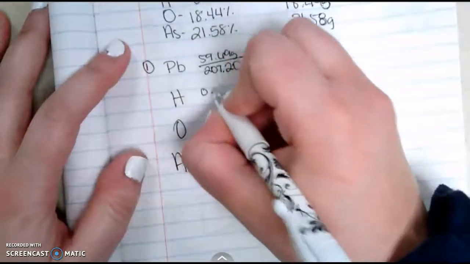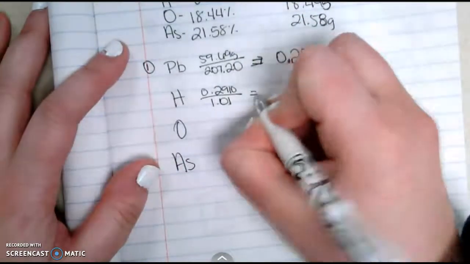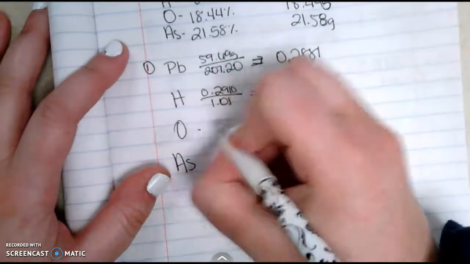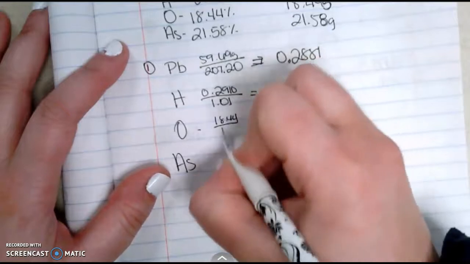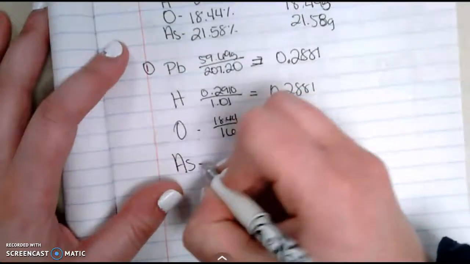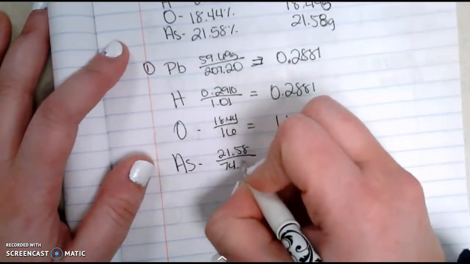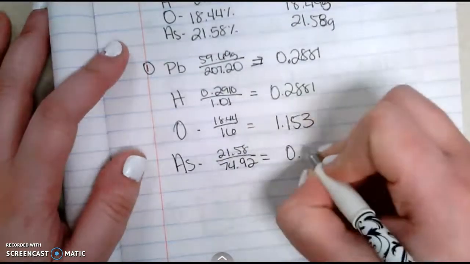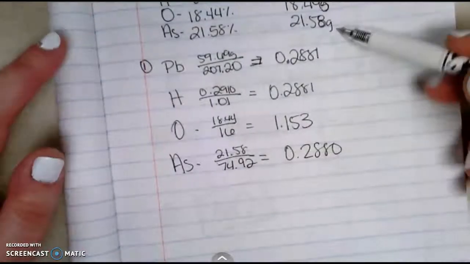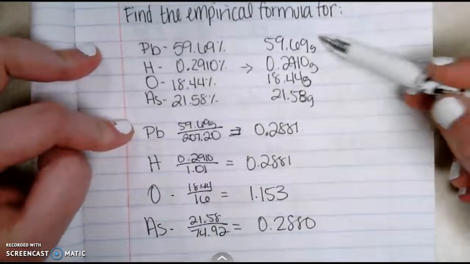I'm going to take my 0.2910 over 1.01, which is 0.2881. My oxygen is 18.44 over 16, which is 1.153. And my arsenic, which is 21.58, and the periodic table says 74.92, so 0.2880. Okay, so here are my molar amounts. I have 0.2881 moles of lead in this compound.